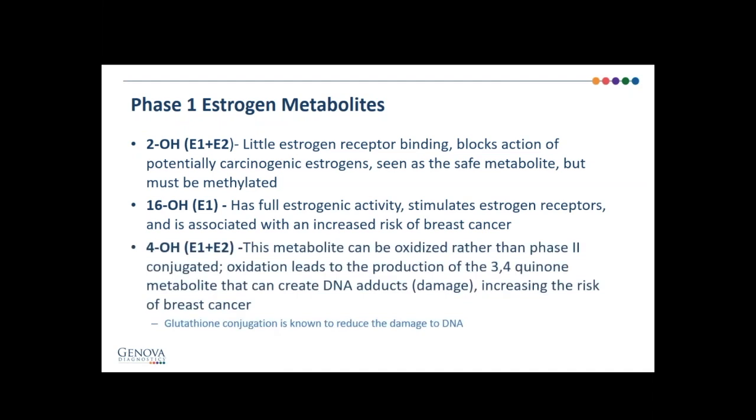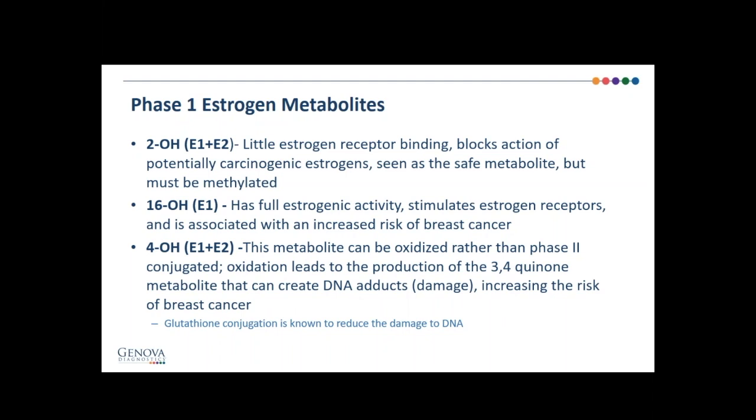Now, the 4-hydroxy is problematic because if it doesn't get methylated or phase 2 detoxified through another pathway of detoxification, 4-hydroxy can be oxidized. And it's oxidized into something called the 3,4-quinone metabolite. Not measured here, but the 3,4-quinone metabolite creates DNA adducts, damage to DNA, which increases the risk of breast cancer.